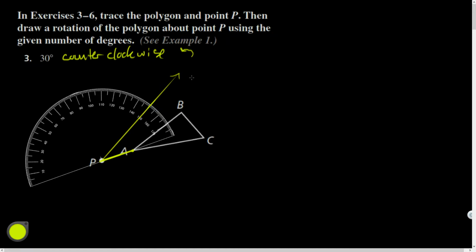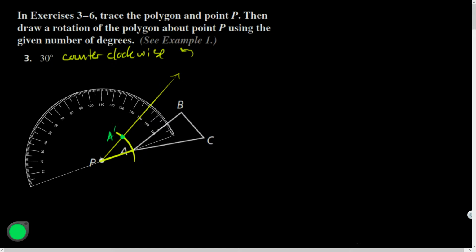But I don't just want all points that are 30 degrees from PA. I want A prime specifically. So in order to do that, I'm going to need my compass tool. I'm going to line up my center at P, and I will change the radius so that it is PA units long, and make that swipe like so. So far? And the intersection between that arc and my ray, we will call A prime.